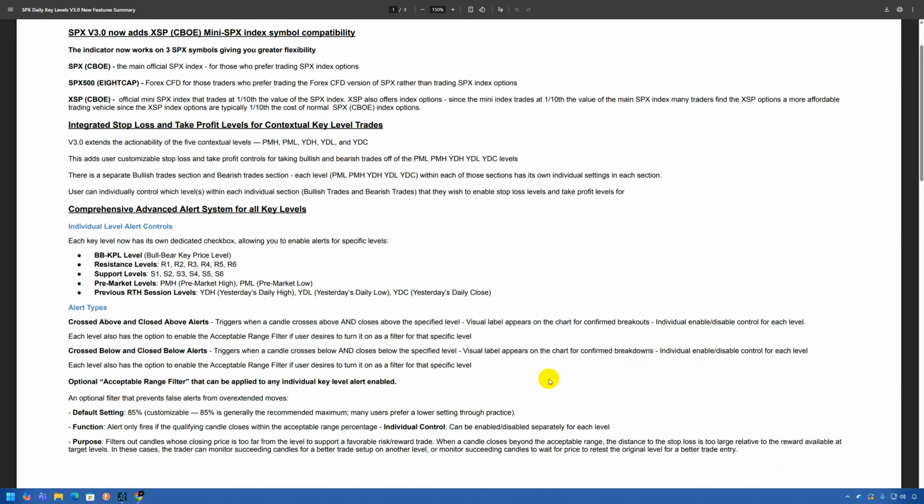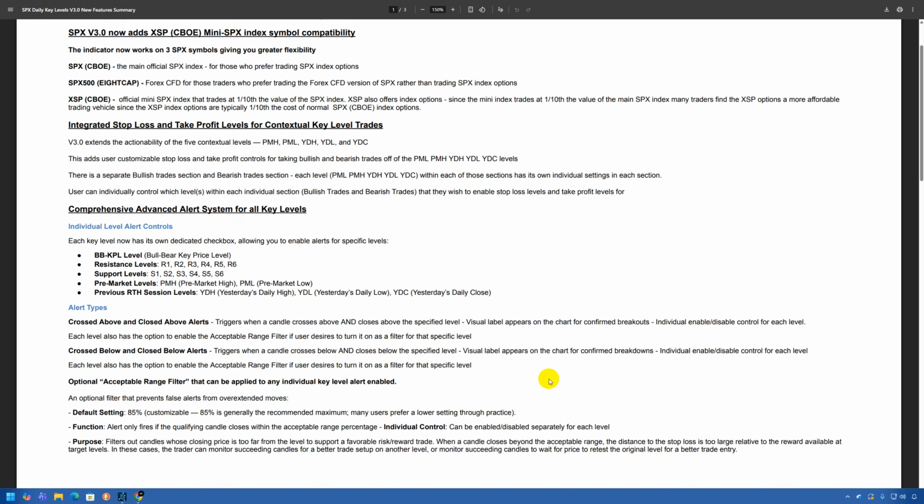Okay, the optional acceptable range filter can be applied to any individual key level alert, enabling an optional filter that prevents false alerts from overextended moves. The default setting is 85%, which is the recommended maximum. Many users may prefer to specify a lower setting through practice, and the user can specify whatever percentage they prefer to have this alert set to.